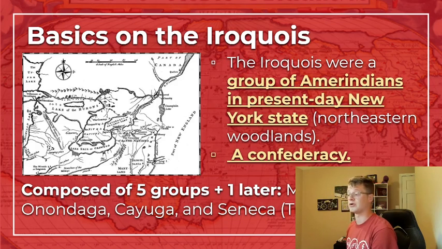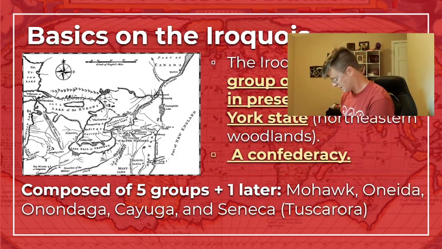And here's what I mean by that. The Iroquois are unique because they were a confederacy. The Iroquois Confederacy was first made up of five different groups: the Mohawk, the Oneida, the Onondaga, the Cayuga, and the Seneca. Later, the Tuscarora were added in.